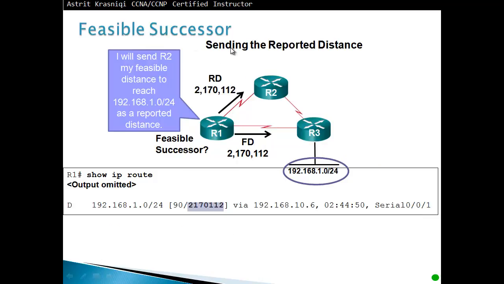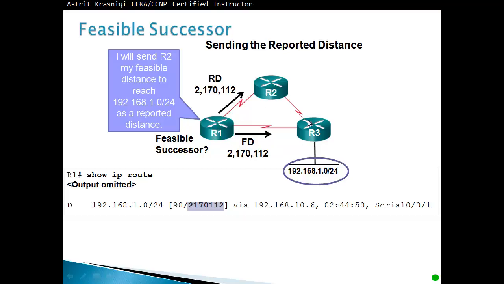Now, consider the reported distance. This is what R1 is telling us. R1 is saying, I will send R2 my feasible distance. So R1 is sending its feasible distance to reach that network. For R2, that is considered the reported distance. So the reported distance is 2,170,112. That's their feasible distance. Don't get these words mixed up, because there's so much feasible distance and feasibility condition as well. But the reported distance is what your neighbor is telling you it costs to get to the destination.